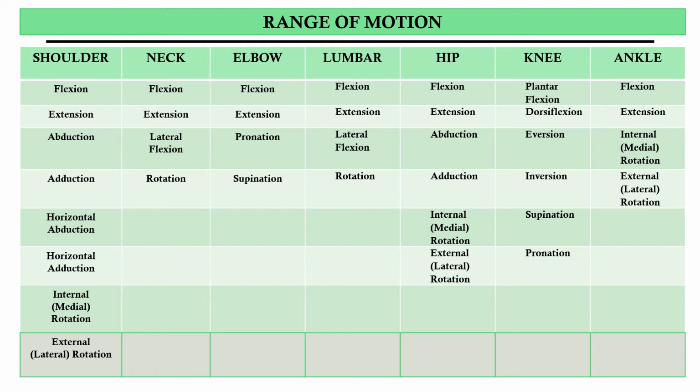For the neck range of motion, you should learn all these movements so that you will be able to perform or show to your client the movements. The neck movements are flexion, extension, lateral flexion, rotation. For the elbow range of motion, you should learn all these movements so that you will be able to perform or show to your client the movements. The elbow movements are flexion, extension, pronation, supination.